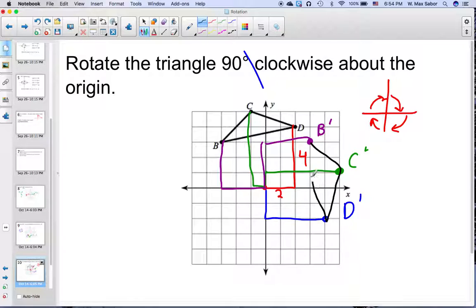And now if I connect those, B prime, C prime, D prime, if I connect them in a way that is actually straight, that will give me my triangle. There we go. And now you can see how this rotated around the origin.